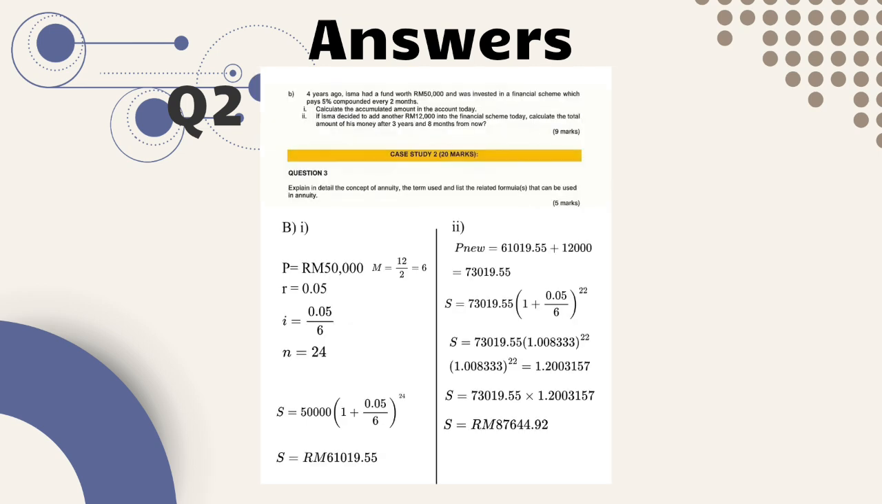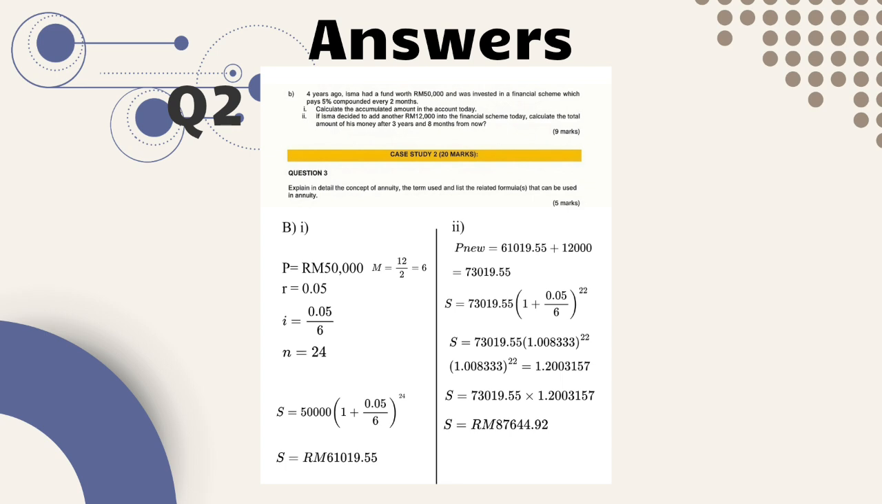Let's add question 2b. This problem involves calculating compound interest for a financial scheme over 2 different periods, taking into account an additional deposit midway. Let's look at the first scenario. 4 years ago, Isma invested an initial principal of RM1,500. The scheme offers an annual interest rate of 5% with interest compounded every 2 months.